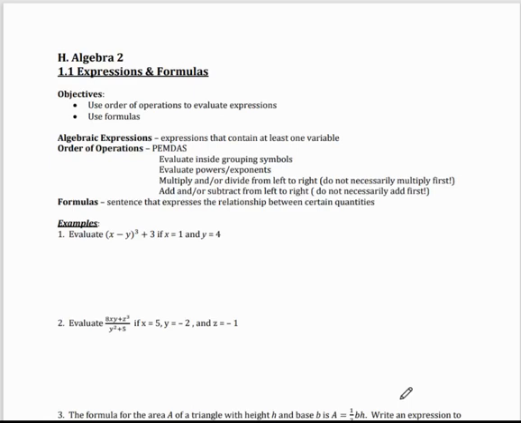Okay, let's look at chapter 1. We're going to go through a few sections in this chapter. This should all be review, so I'll do some examples with you, and then I'll have you try some on your own. Let's get started here.